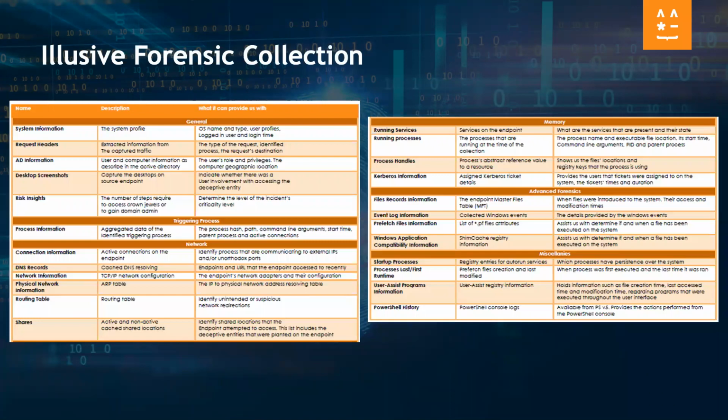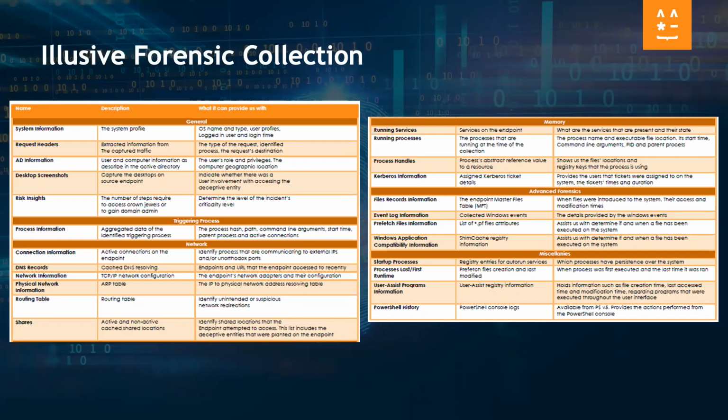Now, for those of you that are more technical, you might want to know what we collect during forensic collection. The key takeaway is that you'll be able to get everything from the volatile data, which is everything sitting in memory, and the non-volatile data, which is anything sitting outside of memory, stored on the hard drive itself. So this includes basic information such as system information, request headers, and AD information.